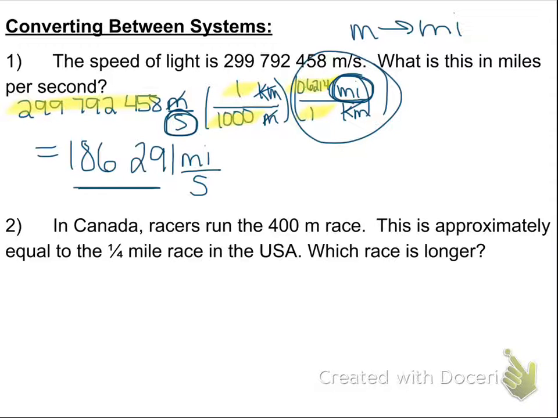Just so you know, if you're comparing your answers to someone else's, they might not be exactly the same. So, number 2. In Canada, racers run the 400-meter race. This is approximately equal to the quarter-mile race in the USA.